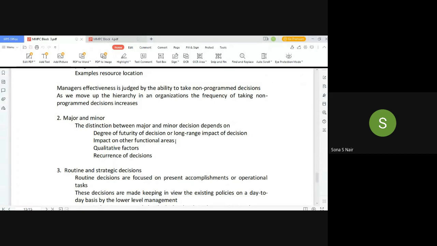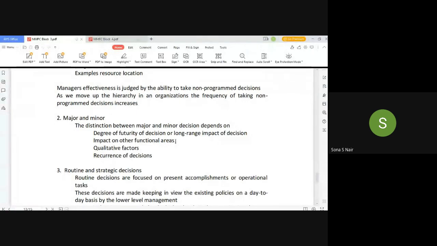If the decision or the area where the decision is being taken has an impact on other functional areas, like the HR policies or something in the budget, it is a major decision. Decisions about qualitative factors, which influence the image, the philosophy, the culture in the organization, those could be qualitative factors. And if these are going to impact the organization majorly, they are major decisions.